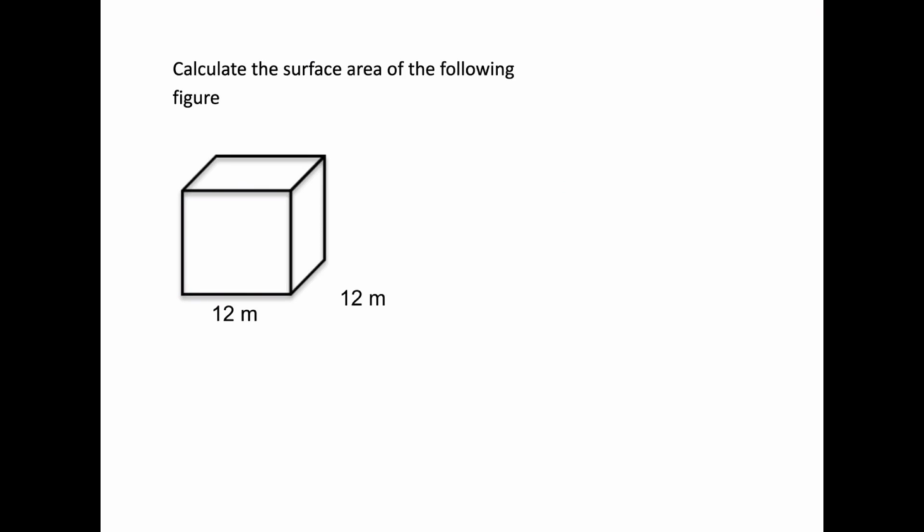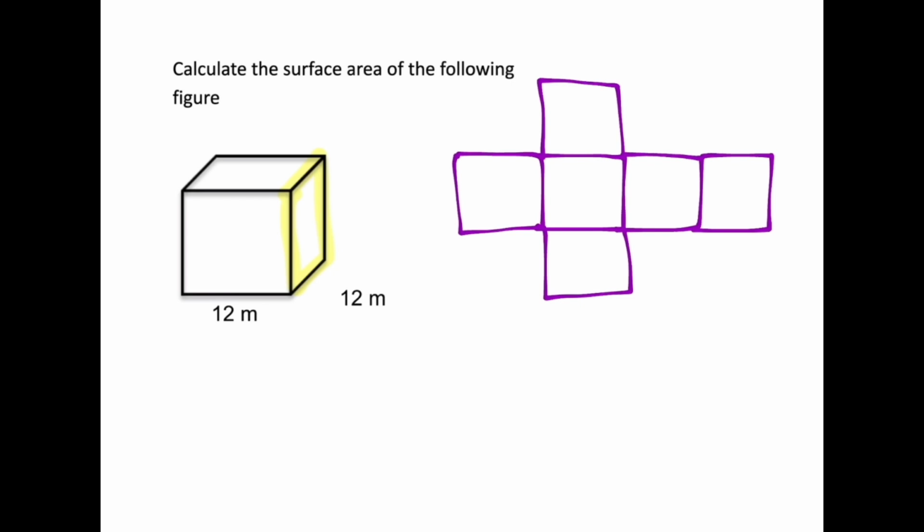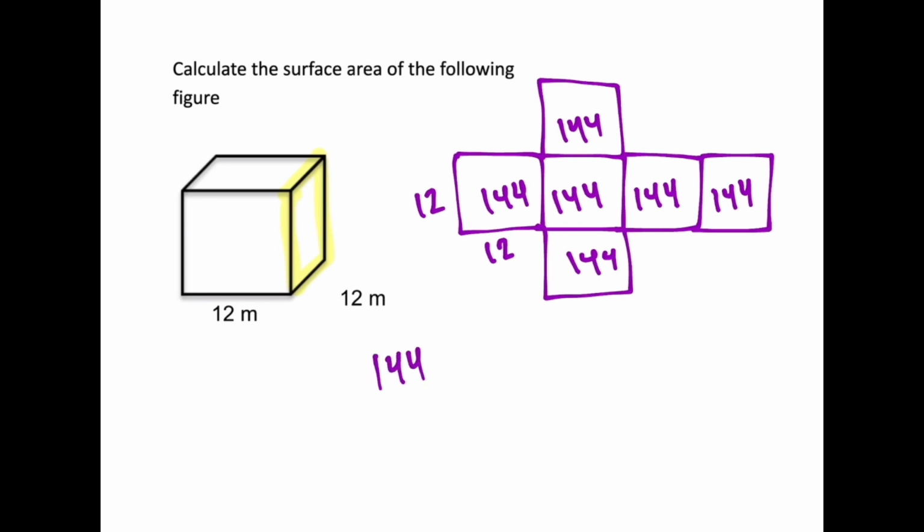We have one more shape to find the surface area of, and this is a cube. When we have a cube, we have 6 equal faces. So when I draw my net, I can draw 6 equal squares. The length and the width of each square is 12. So each area is going to be 144 square meters. Since I have 6 of them, I can really take 144 times 6 to find my total surface area.